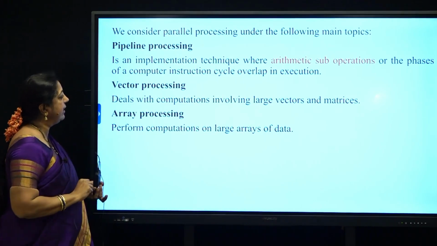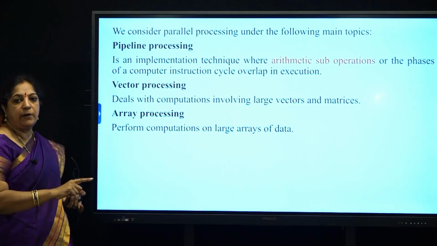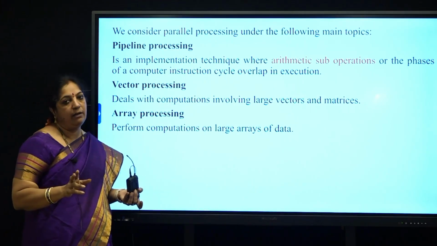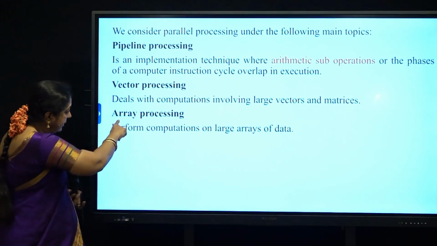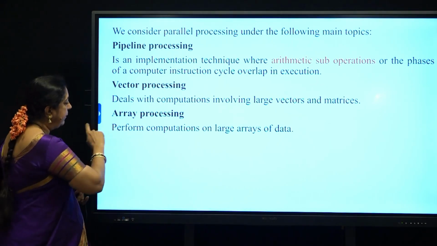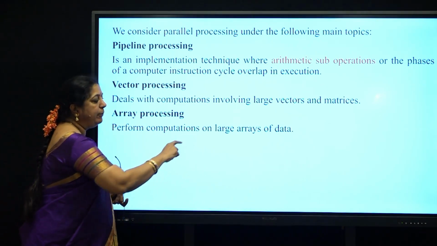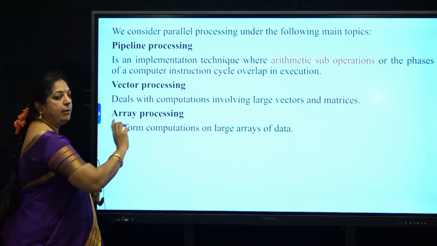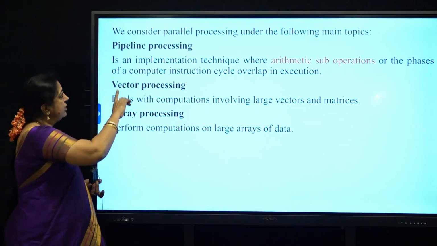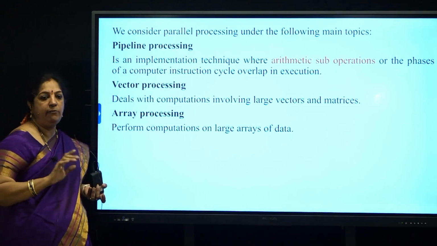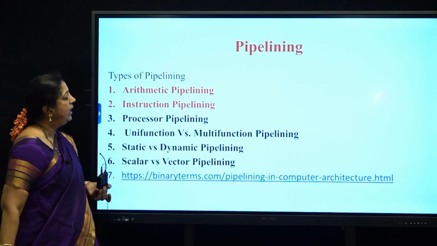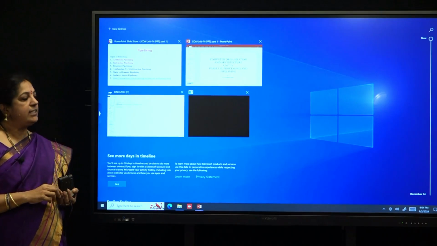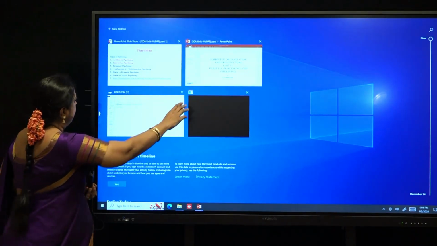Next one, we are having vector processing. Vector processing deals with computations involving large vectors and matrices. And third one is array processing, performing computations with large arrays of data. Here we are concentrating on pipeline processing and how it works. So let us see pipeline processing and the various types we are having in it.